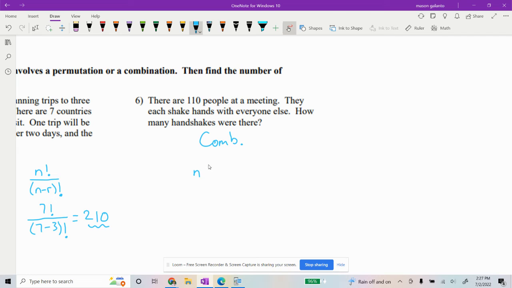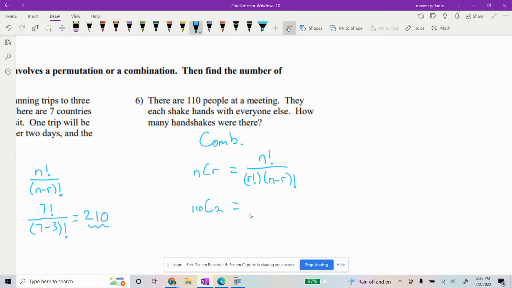Again, combinations are nCr. The formula is nearly identical to a permutation: n factorial over r factorial, which is the new portion, times n minus r factorial. Very similar to a permutation. In our case here, we have a lot of people. We have 110 people, and you can only shake hands with one person at a time. So you and the other person create 2 people.